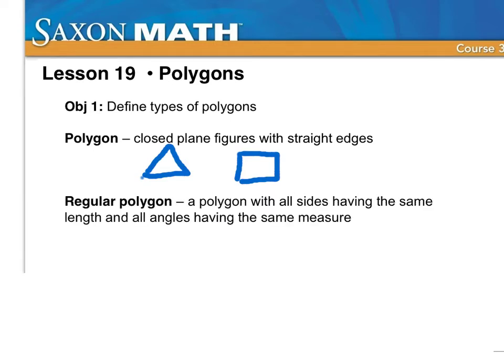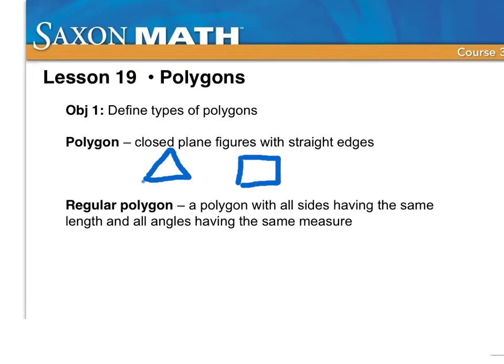Then regular polygons. A regular polygon is a polygon that has all sides having the same length and all angles having the same measure. So, all sides having the same length and all angles having the same measure would be something like that. Again, it's a closed shape. Okay, so there's no part of it that opens up. Alright, let's go on to some more stuff.